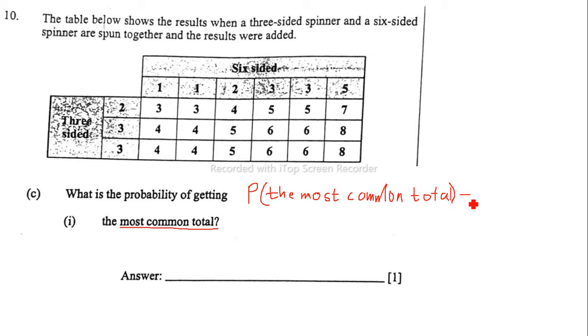The probability of the most common total is going to be... Remember, when we do probability, the total possibilities is the denominator, right? So the total possibilities was how much? 18. Be careful. The total possibility is 18 because it's 18 of these. If you count all of this together, it's 18. And the most common total is the one that's going to go on top. So it's 4. 4. Very good.